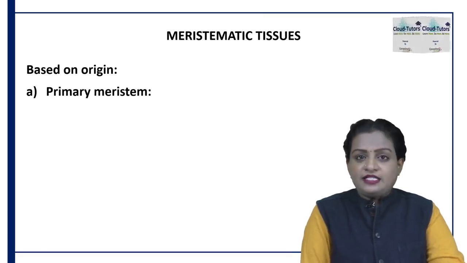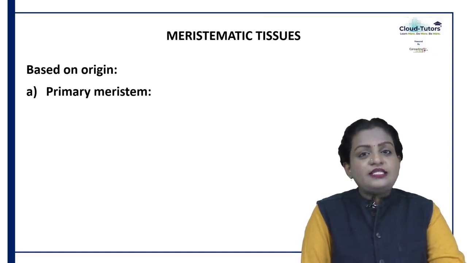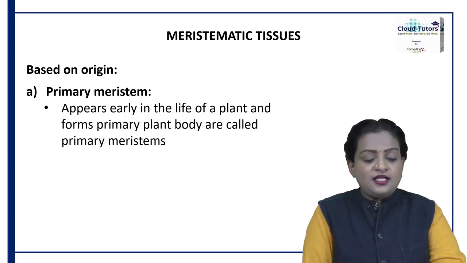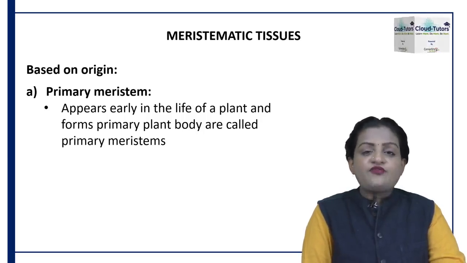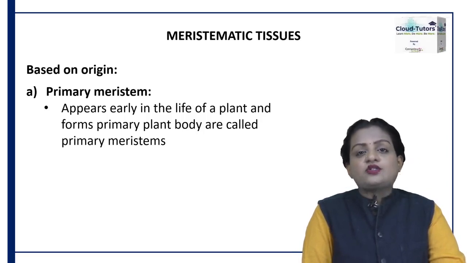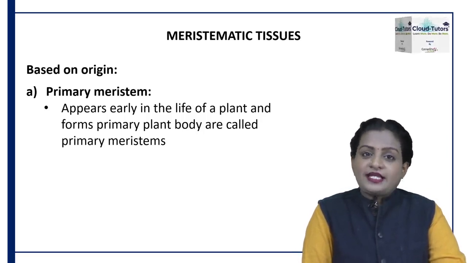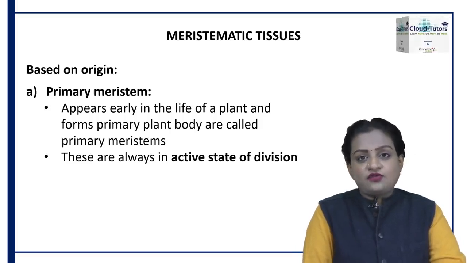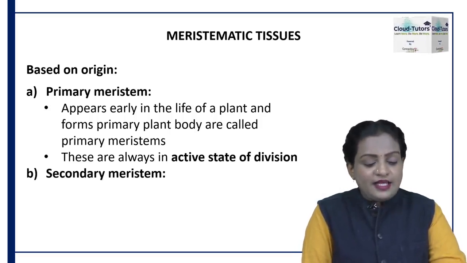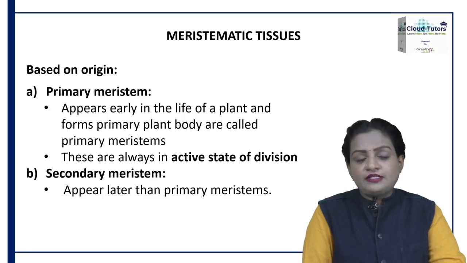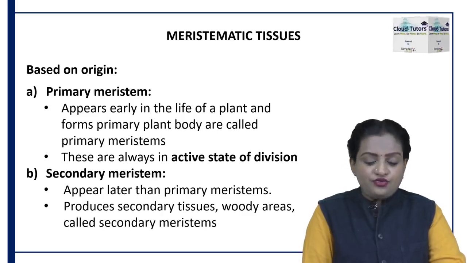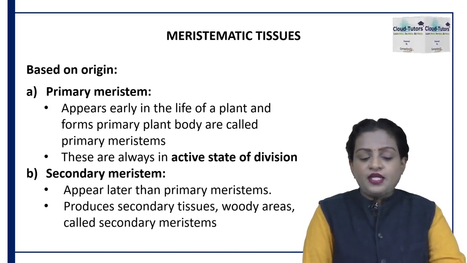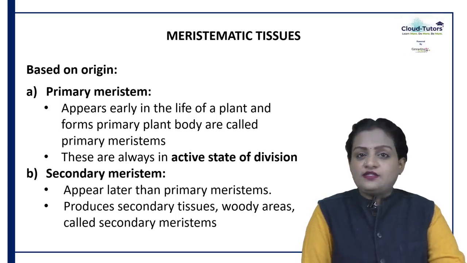First type is primary meristem. As the name says, primary, that means it is being formed at the very primitive stage of the plant life cycle. So it appears early in the life of a plant and forms the primary plant body; these are called primary meristems. Second type is secondary meristem, of course. Primary meristem is always in an active state of division. Secondary meristem appears later than the primary meristem, and it produces secondary tissues like woody areas, and it is called secondary meristem.